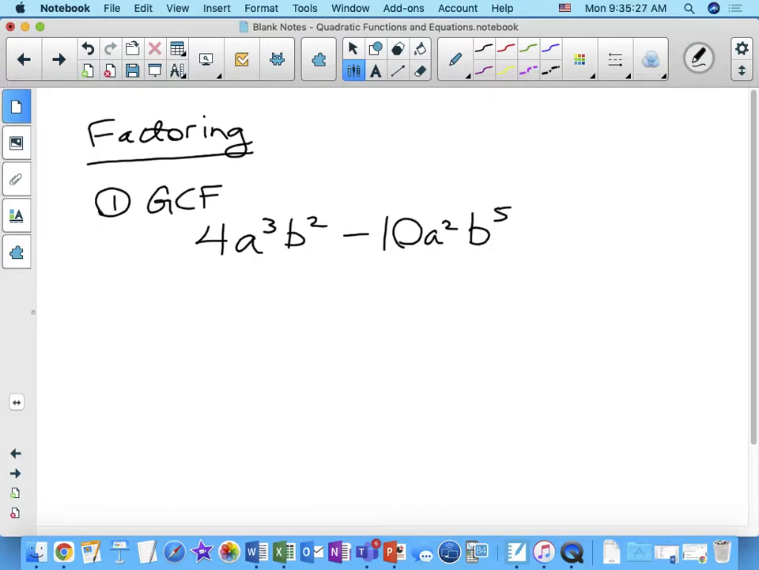Okay. So what we're doing here when we're trying to find a GCF is we're looking at each term in the polynomial, and we're saying, what's the biggest factor that both of these terms share? Right? And what you can do is you can break it apart between the numerical coefficients, between the a's, and between the b's, right? So between 4 and 10, what's the greatest common factor? 2. So I'm going to pull out a 2. Between a cubed and a squared, what's the greatest common factor? Yep, a squared, right. And between b squared and b to the 5, what's the greatest common factor?